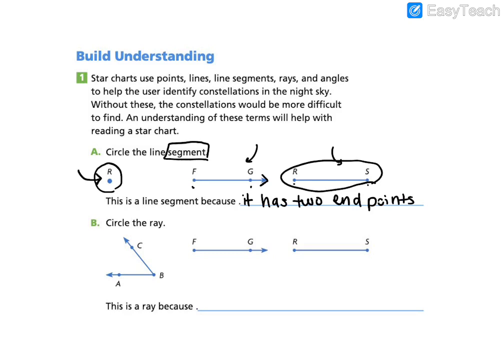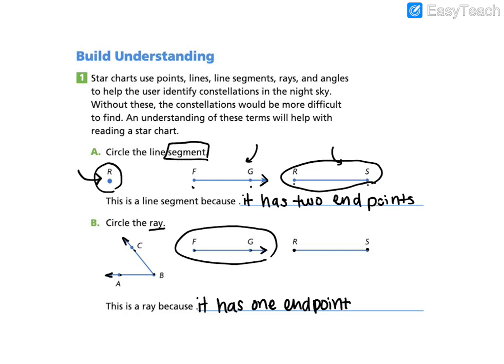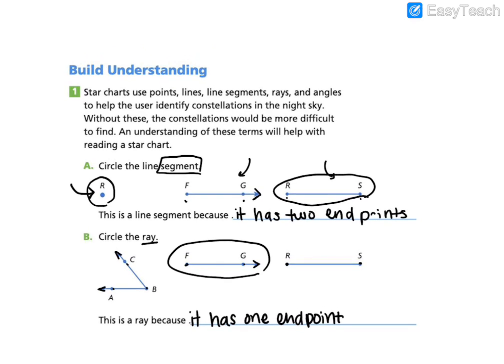And now let's look at letter B. Here we have 2 endpoints and 2 arrows. There are 2 points, 1 arrow and 2 endpoints. We need to circle the ray. This is our ray, because it has 1 endpoint, right? A ray will have 1 endpoint. A line segment has 2.